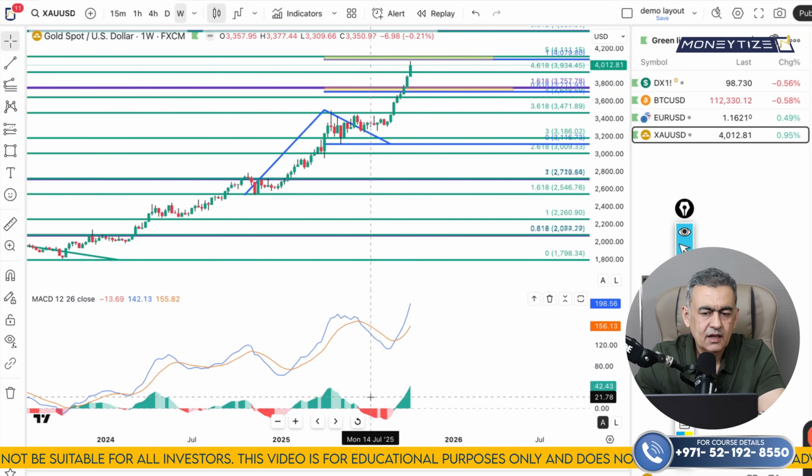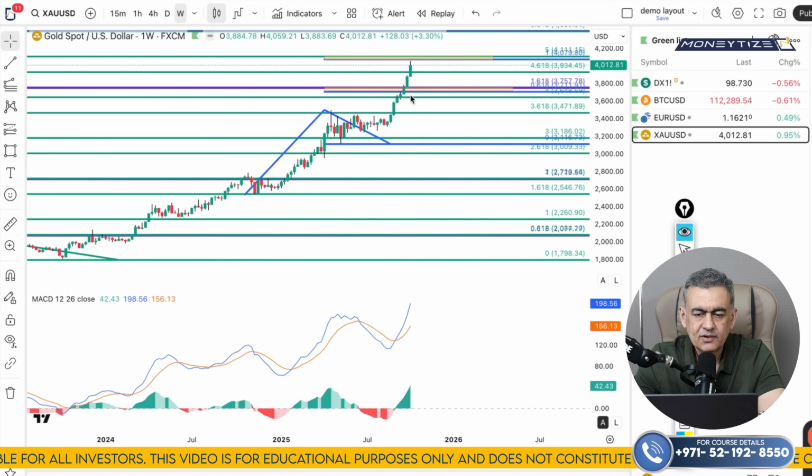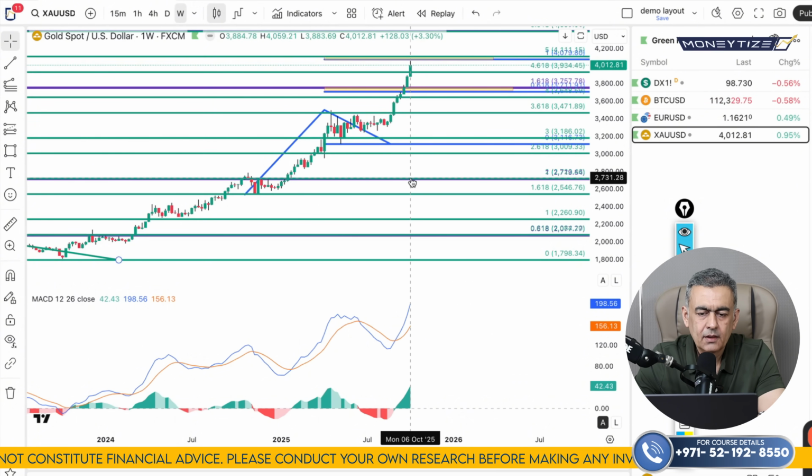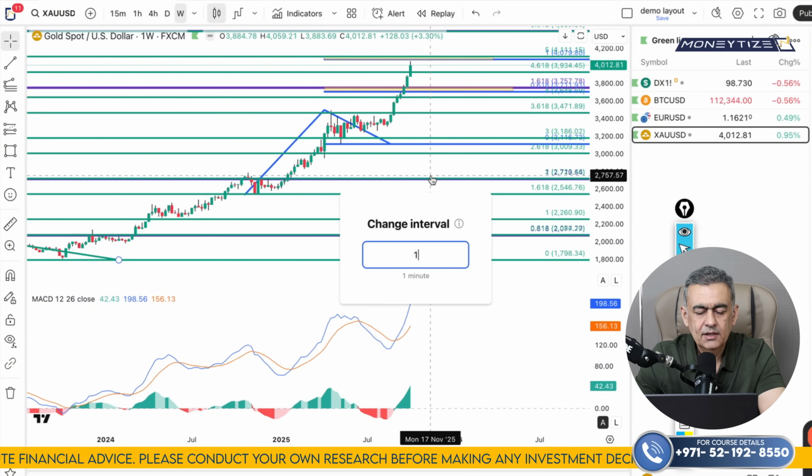I do not see any damage to the pattern, because here I can see high and a new high, a higher high pattern. I can see high and a new high on histogram, and high and a new high on MACD lines, which means that bullish trend should continue. Now I'll be switching to the daily frame.